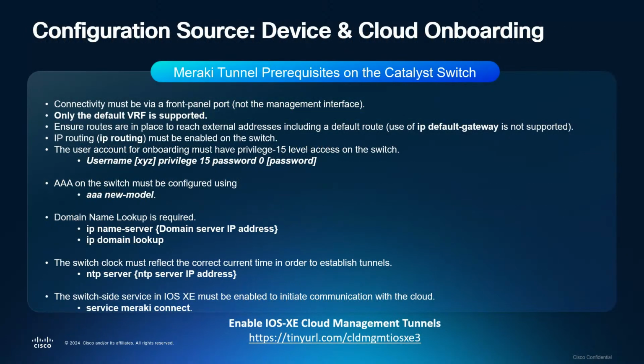But here is a list of prerequisites. So I need to have a username. If I'm going into device mode, I need a username. If I'm going into cloud mode, I don't need the username because it's going to blow away the config. I'll show you about that in a minute. So I need a username that's privilege 15. I need aaa new-model turned on. I need ip name-server turned on with the ability to get to a domain, a DNS server. I need ip domain lookup turned on, and I need NTP turned on.